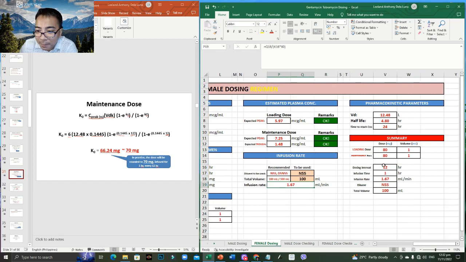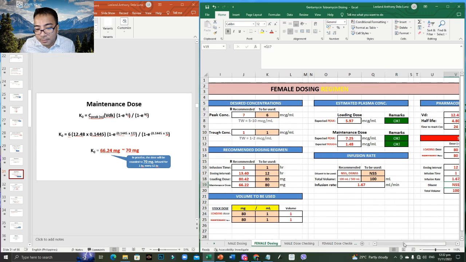Alright, and here's the summary. So, ito yung bibigay natin sa nurse natin or sa doctor. So, doc, ang loading dose natin is 80, maintenance is 80. Bale, 1 ml yun ng vial. Dosing interval natin is 12. Infusion time is 1. Infusion rate is 1.67. Diluent natin is NSS. Tapos, ang total volume nun is 100 ml. Right? Mas madali, right? Okay, pwede mo pang baguhin dito. Check-check mo lang kung halimbawa, kung gaano karaming bibigay mo. So on and so forth. Alright? Okay. So I hope that's clear.